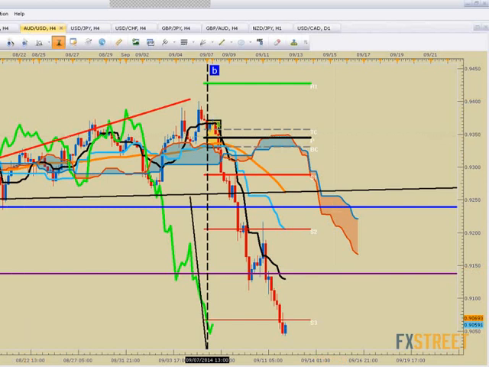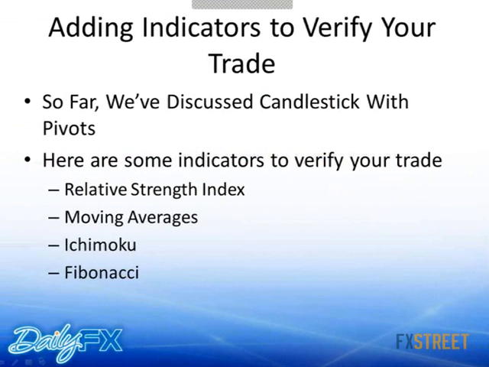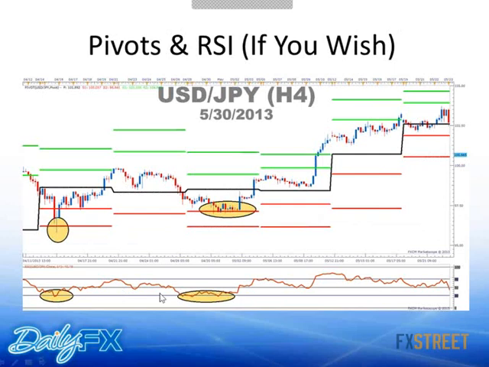So that was just a quick example of Ichimoku, Fibonacci, moving averages being added to kind of boost your use of pivots. This is an example. It's an older chart, but it just shows how dips in RSI correspond with pivot support that made for a nice entry higher.